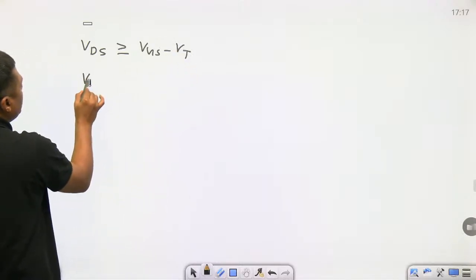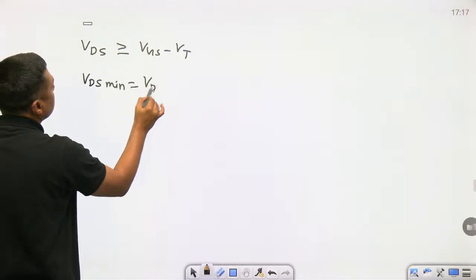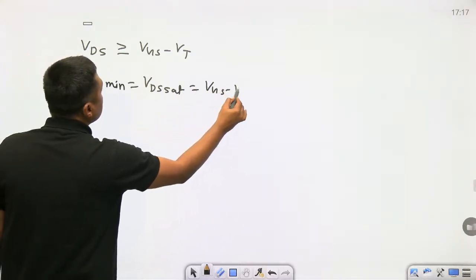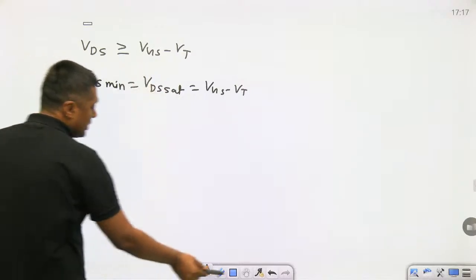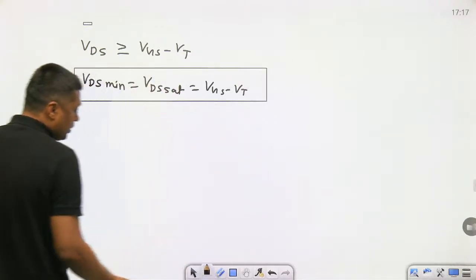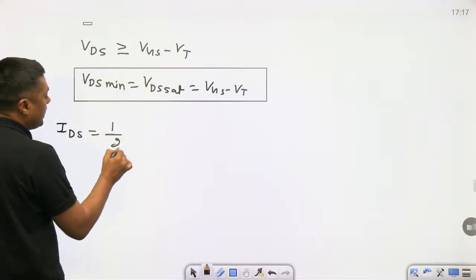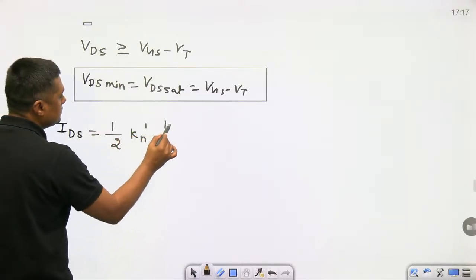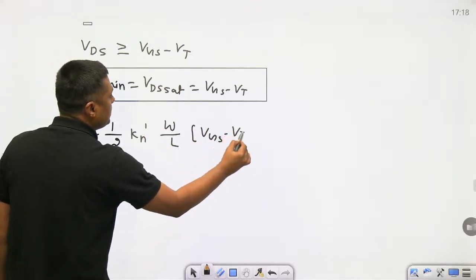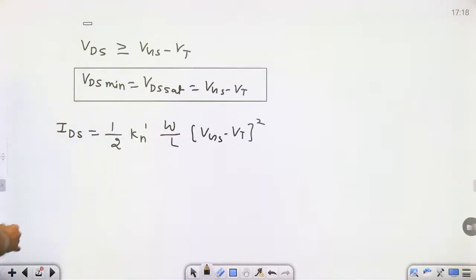So what is the VDS minimum? VDS minimum is called VDS sat, saturation. That is nothing but VGS minus VT, exactly equal to. So that is the minimum value of VDS for which the transistor will be in saturation. Now you can find in saturation IDS is given by half of K_n', W by L, VGS minus VT the whole square. You have to find VGS minus VT, that is nothing but VDS minimum.